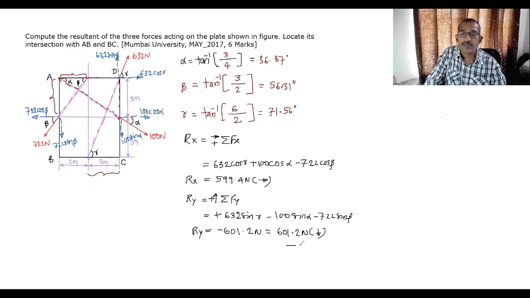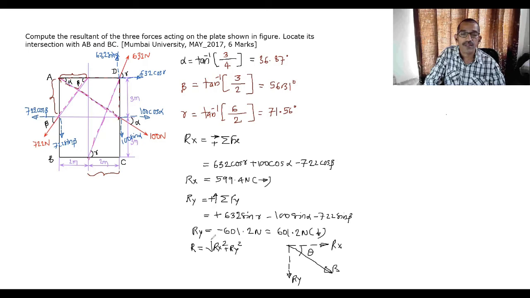Now if I represent these components, what will we get here? Horizontal rightward is Rx, vertical downward is Ry. The resultant will be in quadrant number 4. Say R, with angle theta. Magnitude of R, you know how we'll find out? Square root of Rx square plus Ry square.